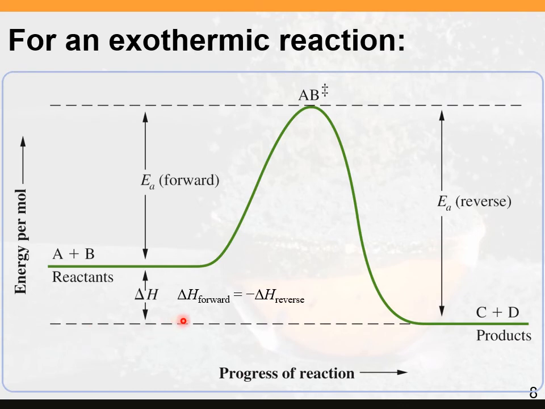The forward and reverse reactions have opposite signs of their delta H values. Activation energy of the forward and the reverse reactions are also indicated on the diagram by the energy difference between the transition state and the starting point, depending on the reaction you're considering, forward or reverse.